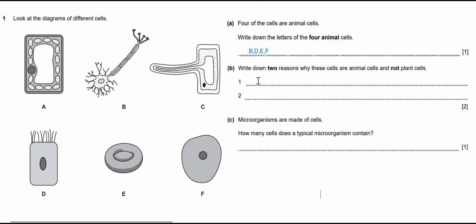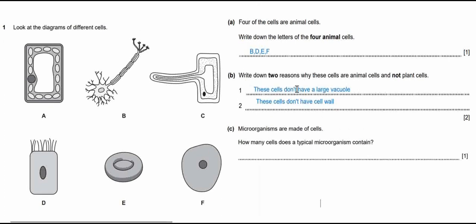Now question B: write down two reasons why these cells are animal cells and not plant cells. 10 seconds from now. 10, 9, 8, 7, 6, 5, 4, 3, 2. You must pause this video if you have not finished. Let's open up the answer now. These cells don't have a large vacuole. That's why these four are animal cells, and these cells don't have a cell wall. That's our answer for B.